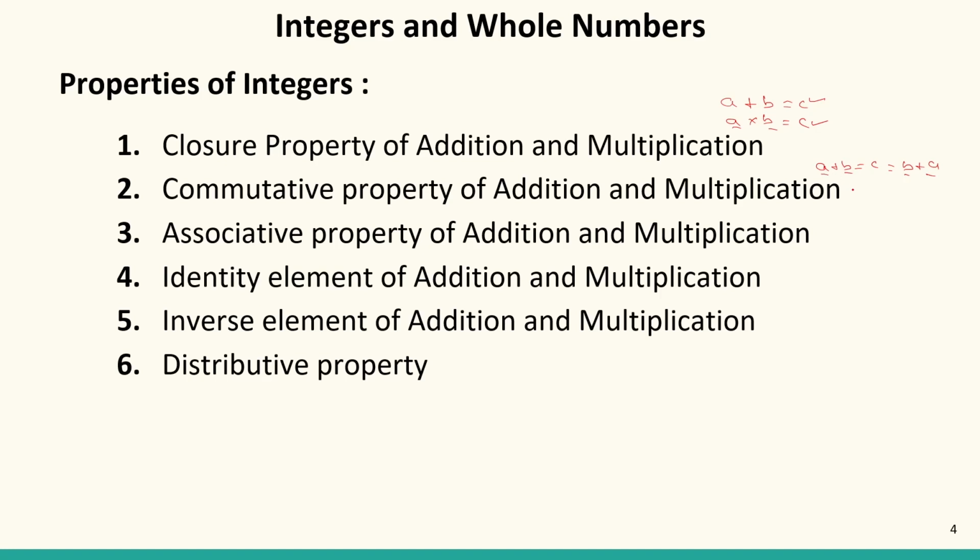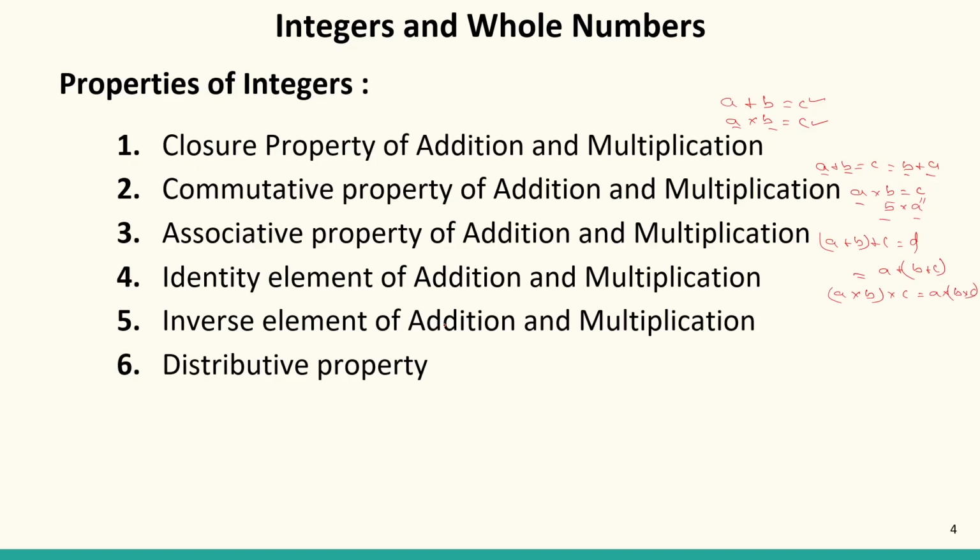For multiplication, we learned that if a into b is equal to c, then b into a is also equal to c. So here also the order doesn't matter. The associative property of addition and multiplication told us that if (a plus b) plus c is equal to d, then this is also equal to a plus (b plus c). The same goes for multiplication: (a into b) into c is equal to a into (b into c).